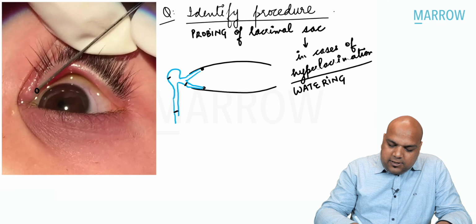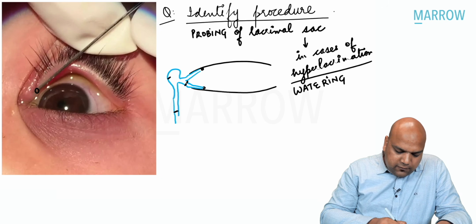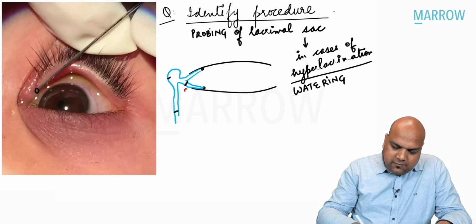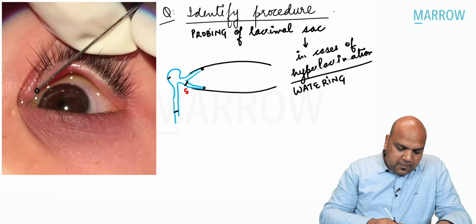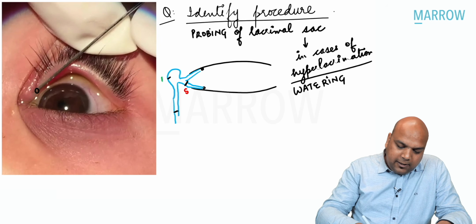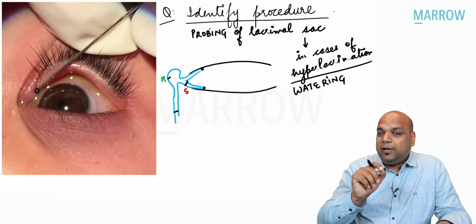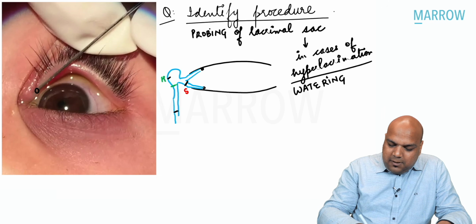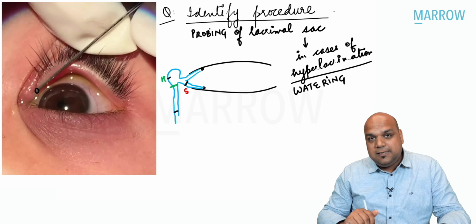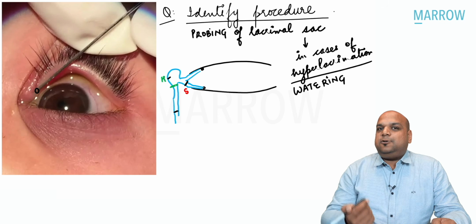If I feel a soft block, it tells me that the block is somewhere in the canaliculi. But if I feel a hard block, that means my probe is going through the canaliculi and hitting the nasal bone, because the block is in the lacrimal sac. Maybe somewhere here there is a block. And that is why drainage of tears is not able to occur.